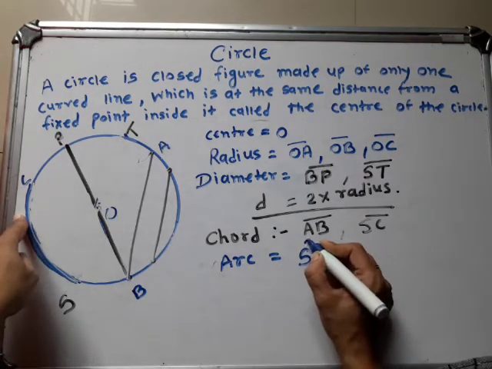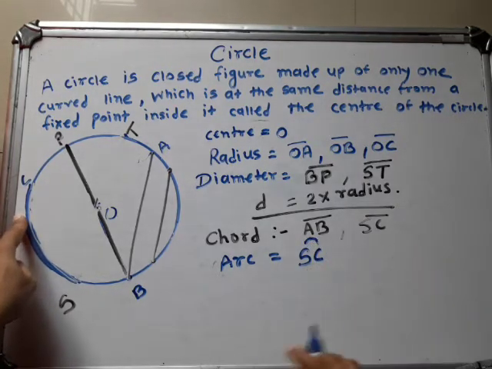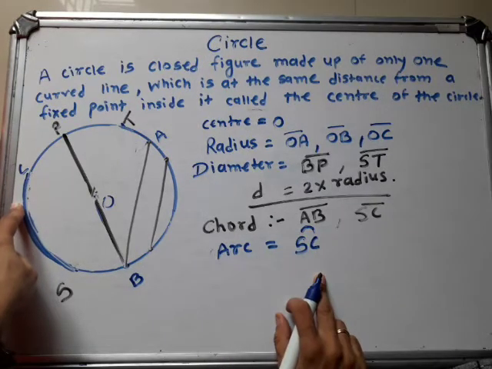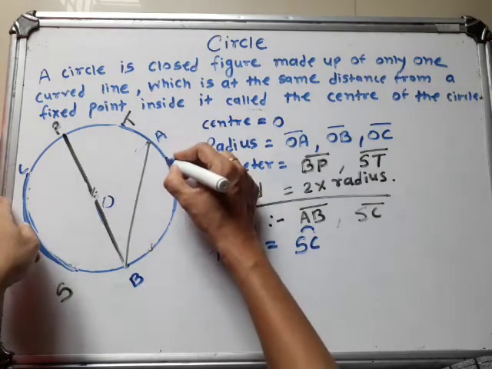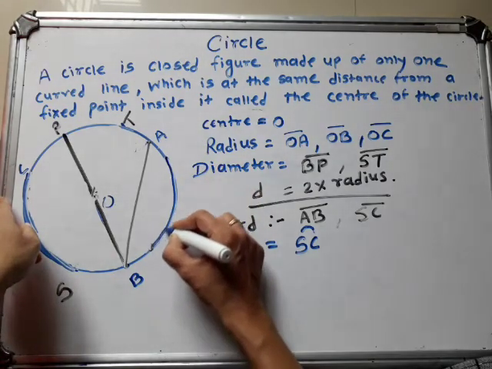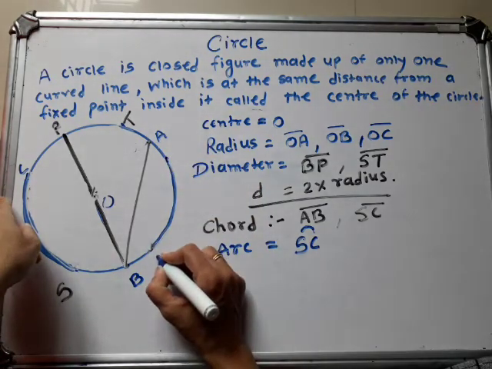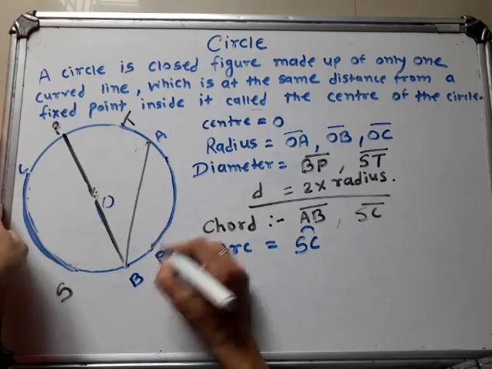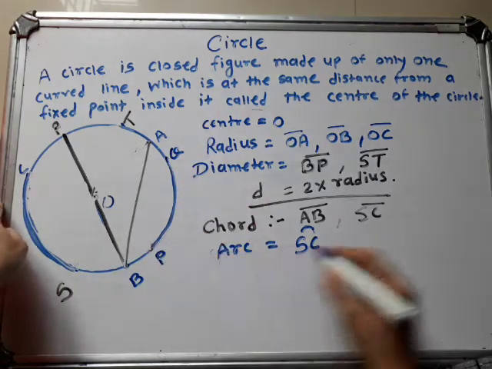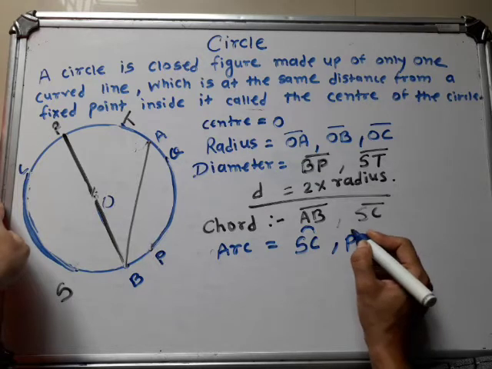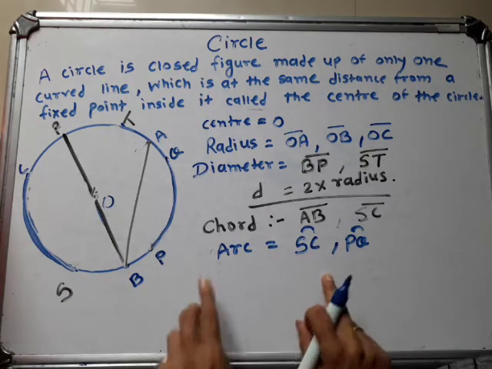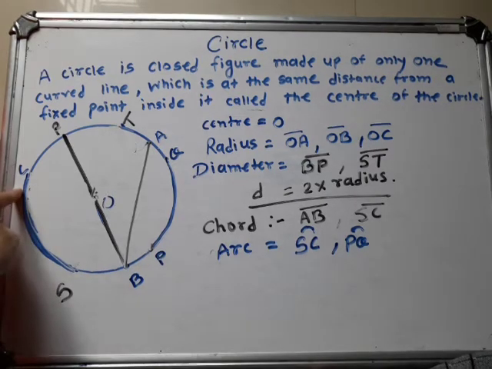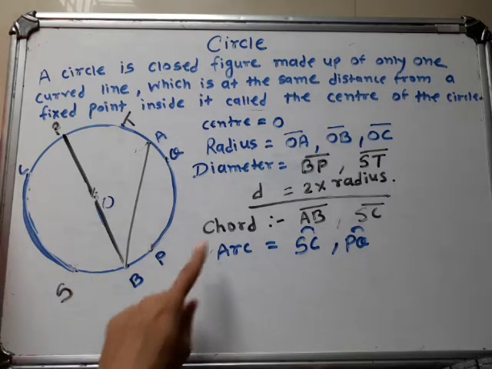And how do we indicate this? This is arc SC. Again, suppose we join these two points like this using a curved line, and we write the name PQ. This is arc PQ. An arc is formed when we join two points using a curved line.